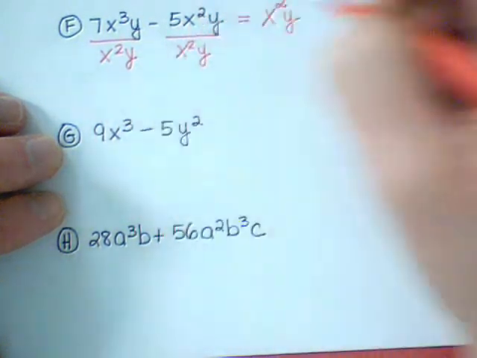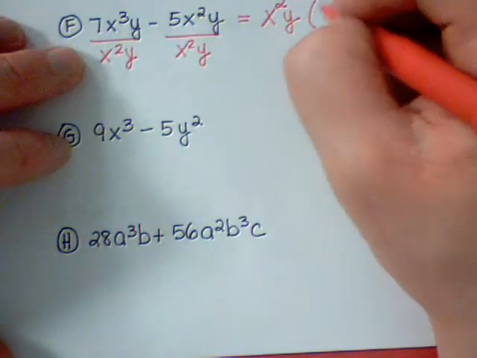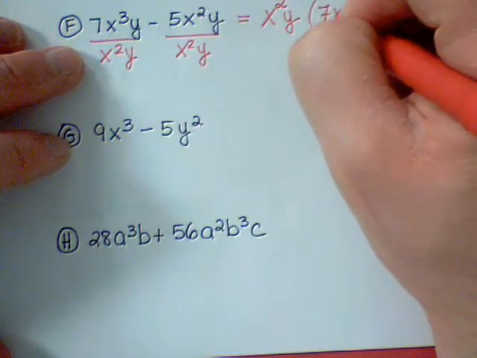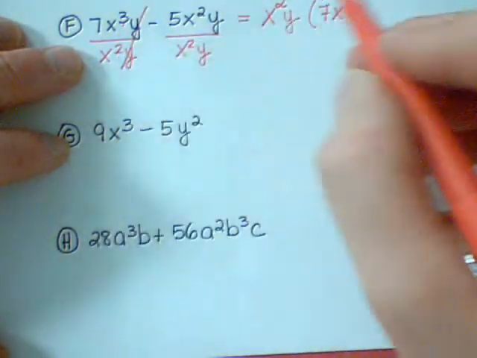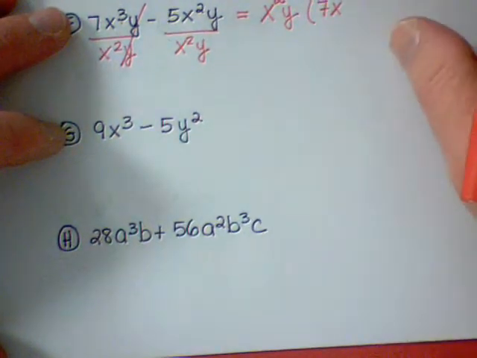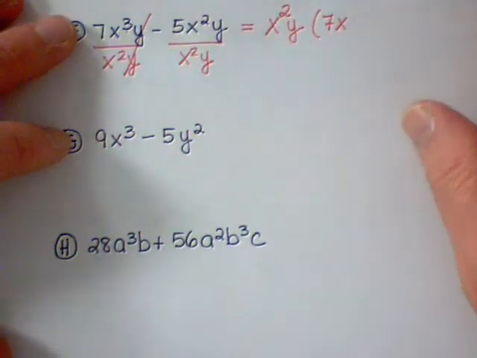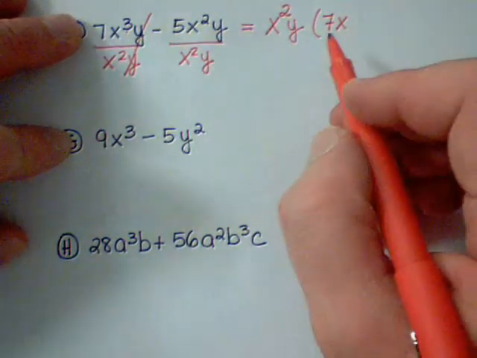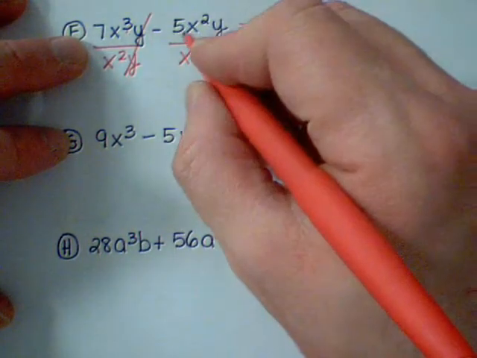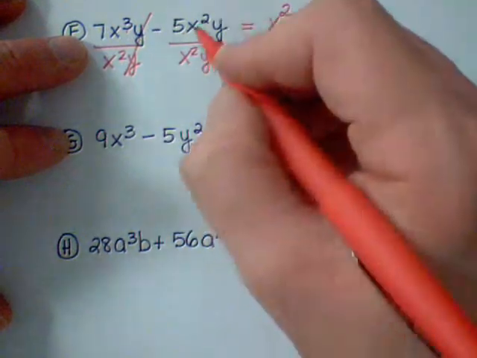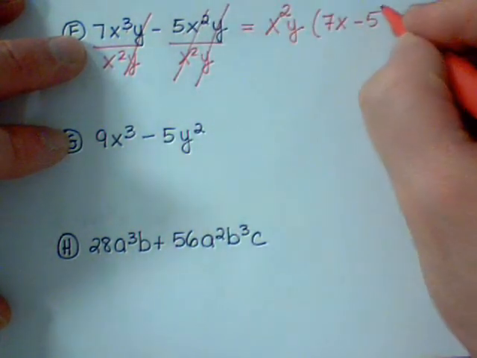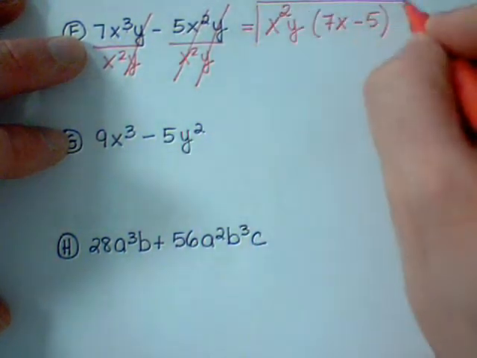So that means this will be 7x, because the y cancels. x to the 3rd divided by x squared is x, and then 5 divided by the invisible 1 is 5. x squared cancels, y cancels. That's my answer.